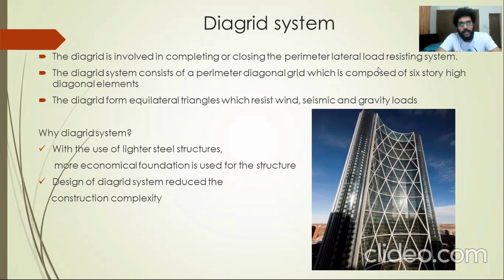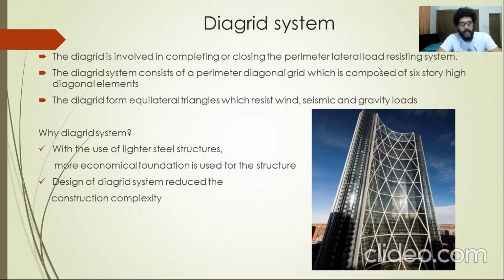Finally, on the basis of the cost of the materials, round hollow structural steel sections with flange plates were used in the construction of the diagrid system. The diagrid system consists of a perimeter diagonal grid, which is composed of 6-story high diagonal elements. The diagrids, as you can see in the picture, form equilateral triangles which resist wind, seismic, and gravity loads. Now let's have a look at why the diagrid system is used, or the advantages of the diagrid system.